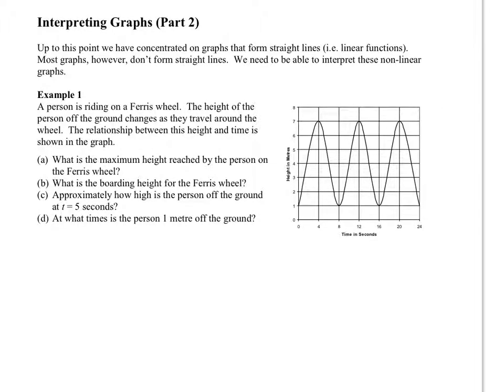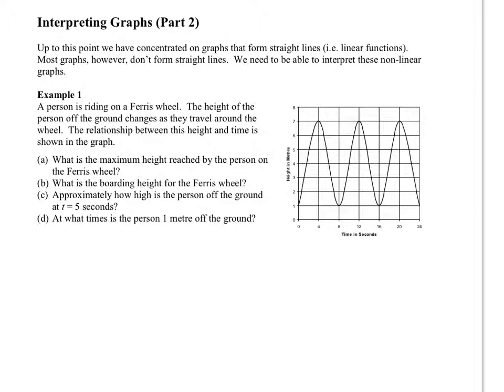So in this lesson, we'll do more interpreting graphs, but now we'll be looking at graphs that are not linear. In the previous lesson, all the graphs were linear functions, straight lines. So the idea is still the same, where we have the two variables, the vertical and the horizontal, and we just want to see how they relate to each other, and we can pull information from the graph.